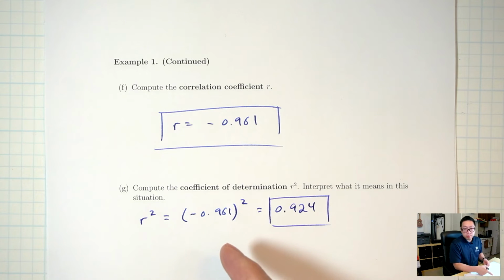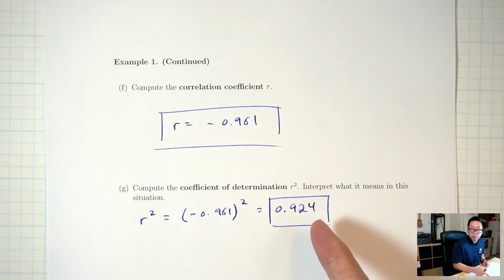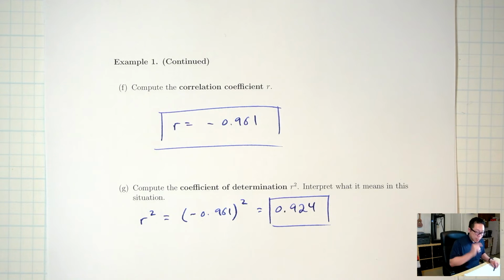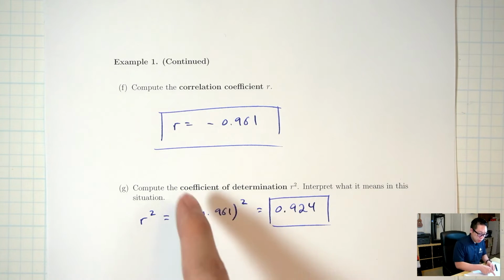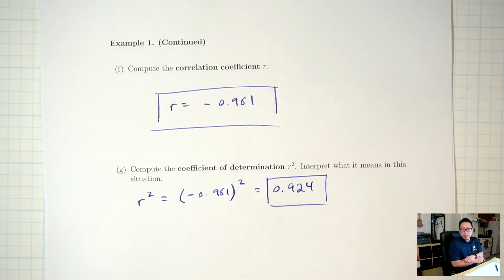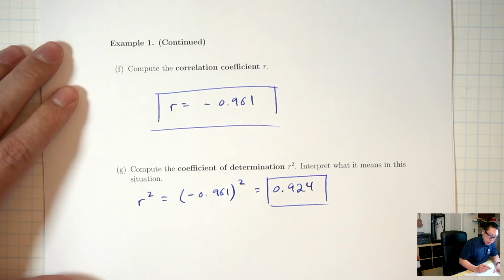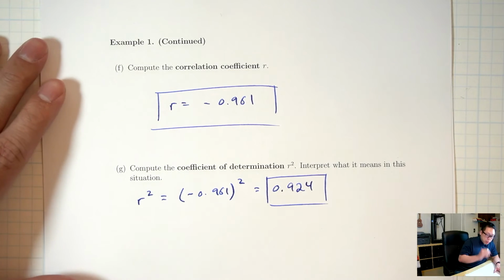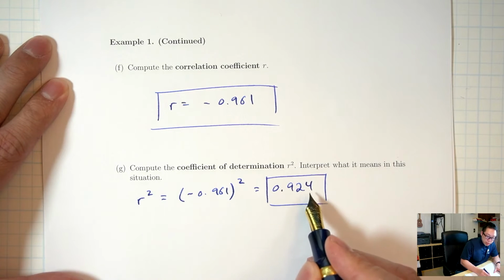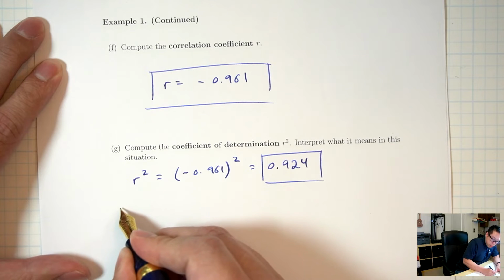Anytime you square something, a number, you should always get a positive number, right? So your R squared should never be negative. If you get a negative, it's probably because you forgot the parentheses. Now, this number R squared has a nice interpretation, and let me write down what the interpretation is, and then I'll explain what it means. So we're going to convert this R squared to a percent. So 0.924 as a percent is 92.4%.